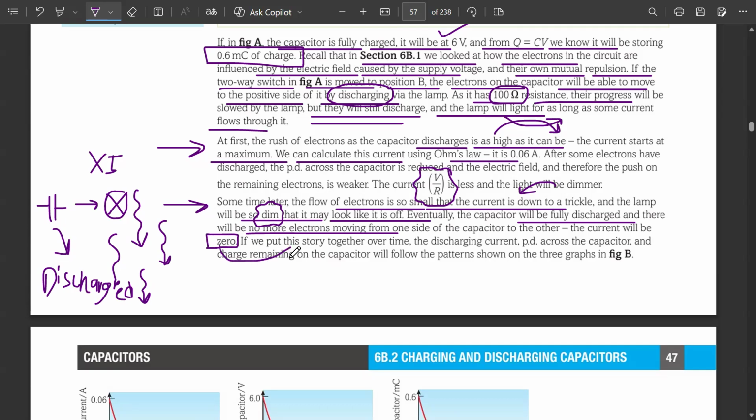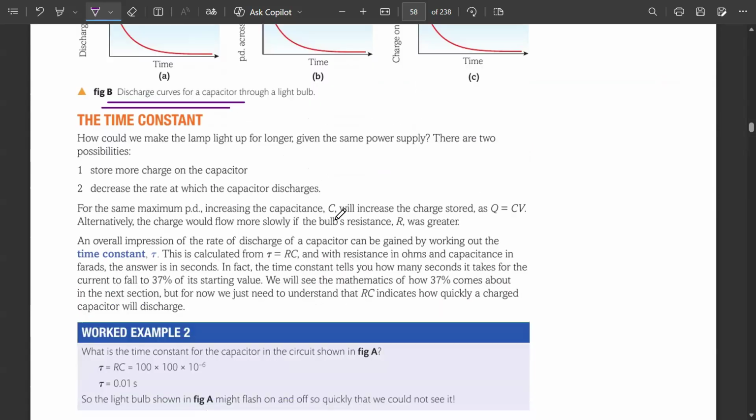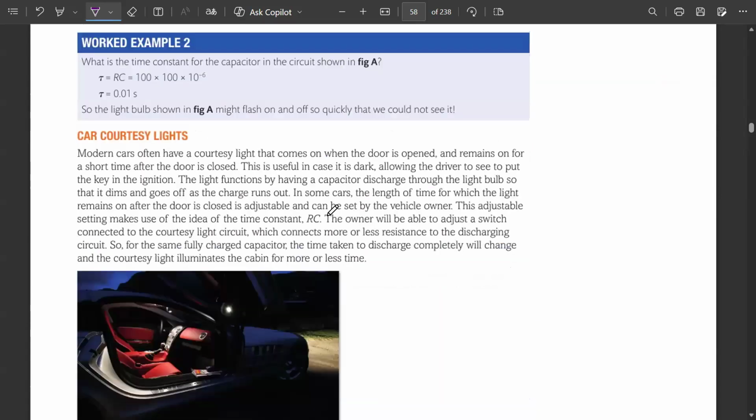And if we put this story together over time, the discharging current, potential difference across the capacitor, and the charge will follow the patterns over here. With time, what is happening? You can see current is also decreasing. With time, voltage is also decreasing. With time, the charge in the capacitor is also decreasing through the light bulb. So this is how these capacitors basically work over here.